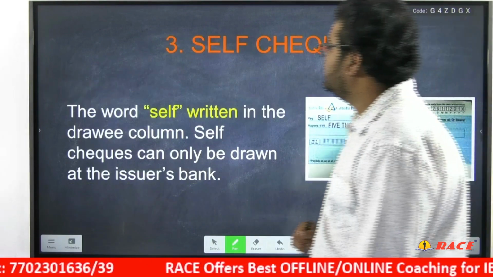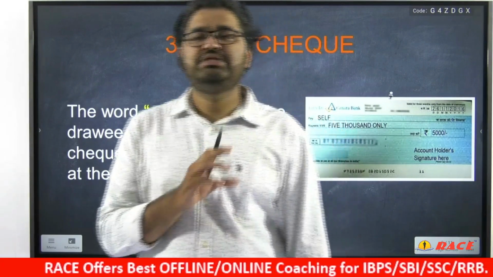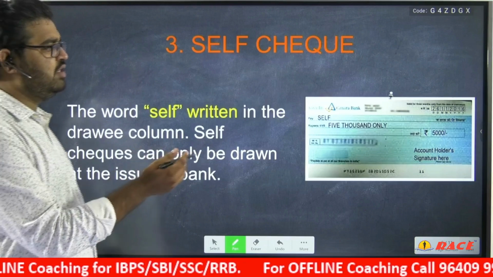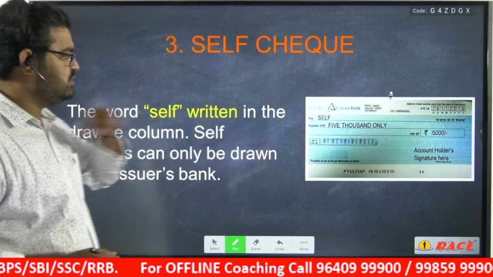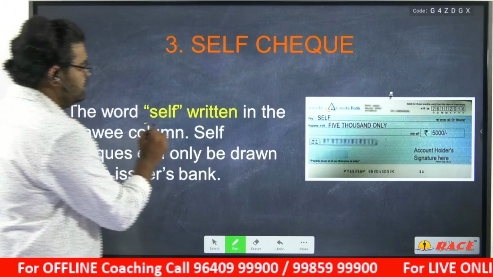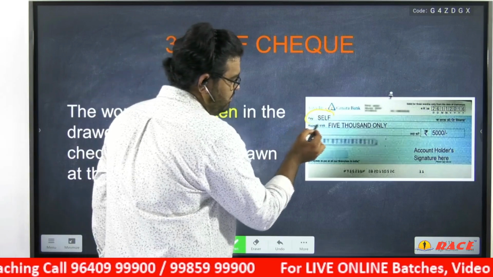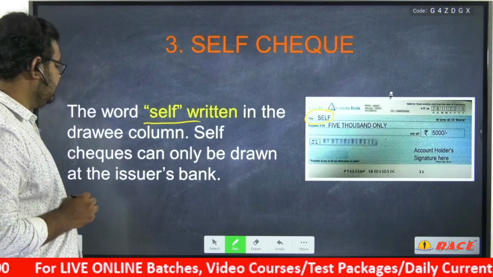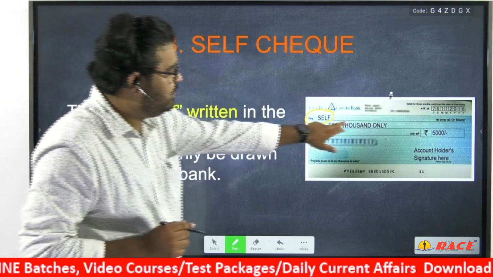Next type, self check. This is the most common check we will see. You have probably already come across this check. Image source is Google. The word self is written on the check. See here, self. The word self is written in the drawing column. This is the drawing column.